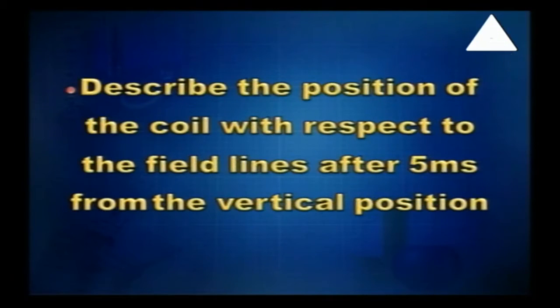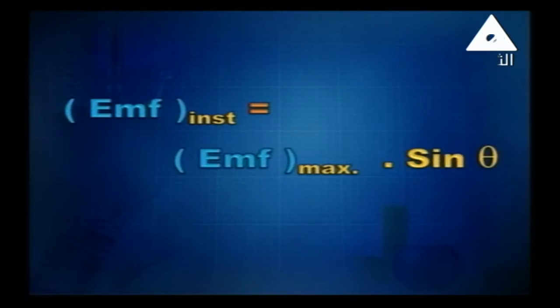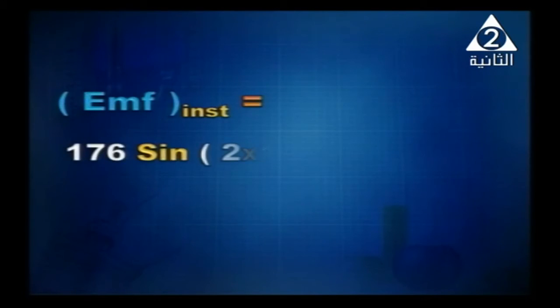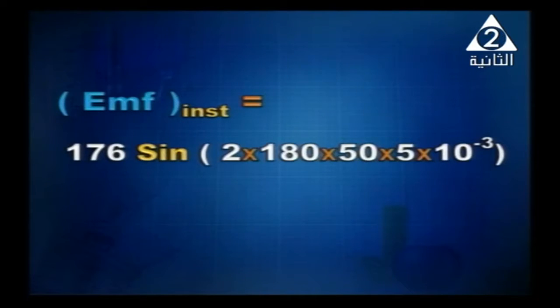Another item of the problem, describe the position of the coil with respect to the field lines after 5 milliseconds from the vertical position. Okay, a time of 5 milliseconds elapsed from passing the vertical position. We want you to describe the new position of the coil. EMF instantaneous is given by EMF maximum sine theta, because we started from the vertical position. Maximum EMF, we managed to obtain it, 176 sine.